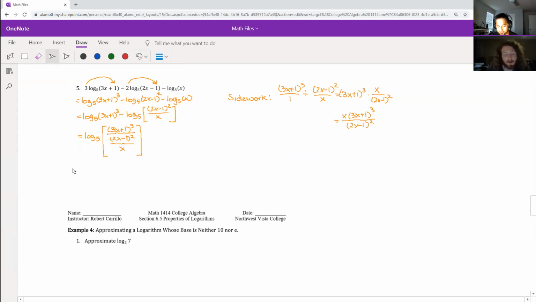So anyway, this is going to be our last step then. So we'll have log 5 of the quantity x times, just kidding, 3x plus 1 cubed divided by 2x minus 1 squared.